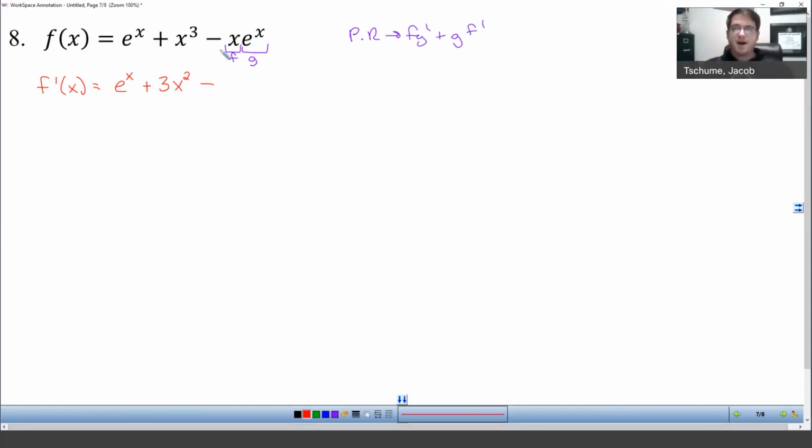Now, since there is a minus in front of this entire product rule, I'm going to put the product rule inside parentheses because I'll have to apply that negative once I'm done.